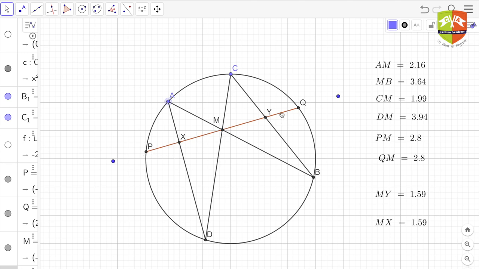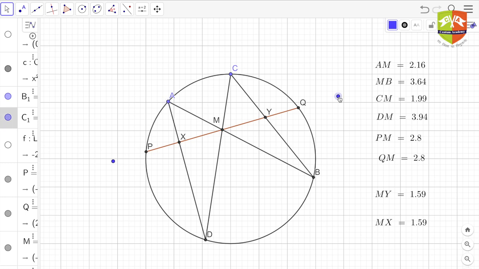So PQ is a chord, M is the midpoint. You are letting two chords pass through M, AB and CD. Find the point of intersection of AD and PQ, call it X. Find the point of intersection of BC and PQ, call it Y. And you will be surprised to see that M is the midpoint of XY as well. That is, X and Y are equidistant from M, come what may, whatever be the configuration. So just to validate, let's see whether that is true. We are going to change the configuration of this diagram, and let's see for different positions of all these chords and points whether the theorem is valid.